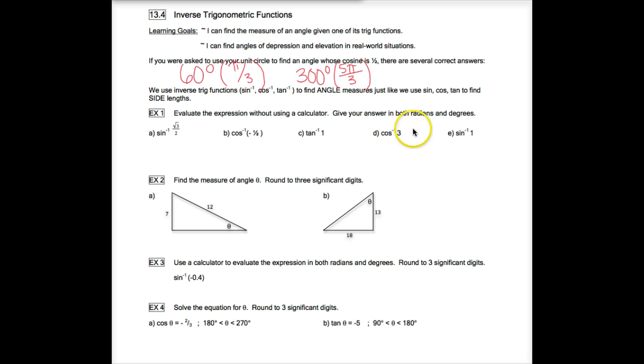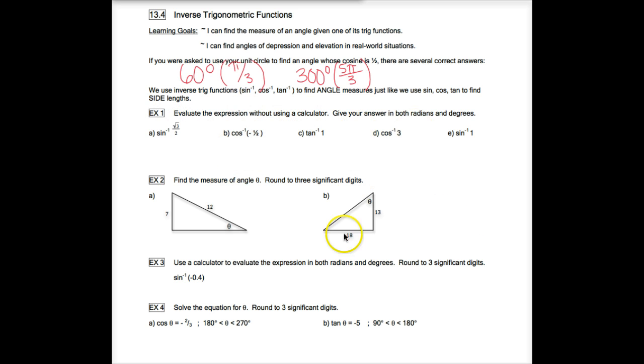Now, if we went beyond the unit circle, we could find even more. We could say -60, we could say 420 degrees. All of those things would be correct answers for an angle whose cosine is 1/2. We use our inverse trig functions, which are going to be written like this. Inverse sine is how we read that, inverse cosine, inverse tangent, to find angle measures, just like we can use sine, cosine, and tangent to find missing side lengths.